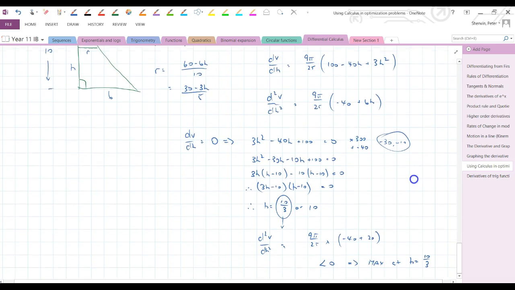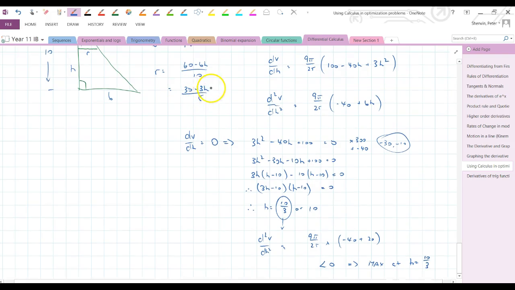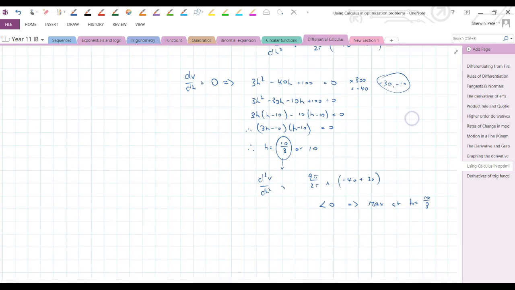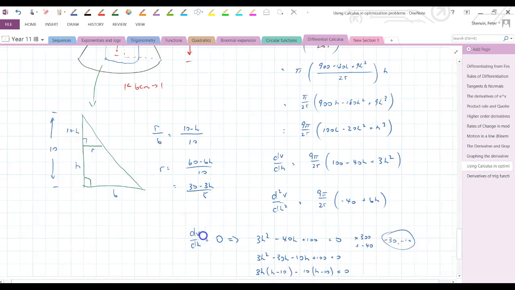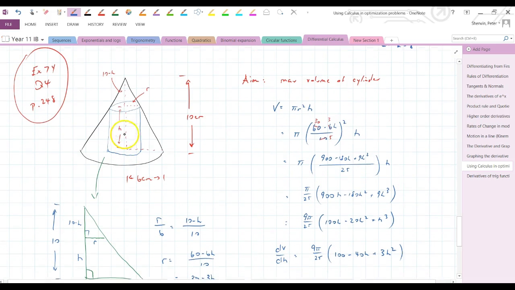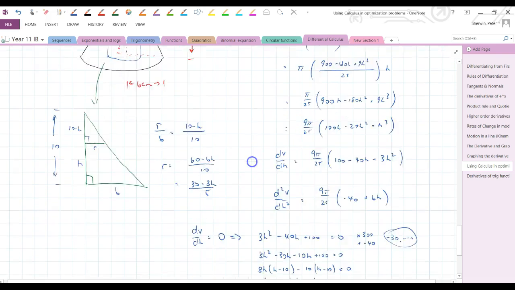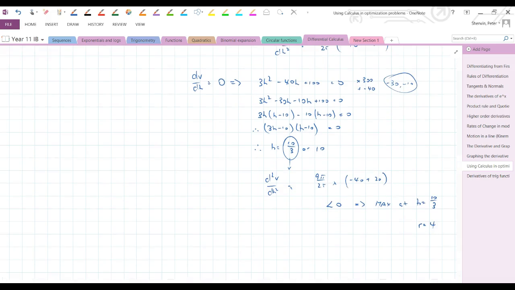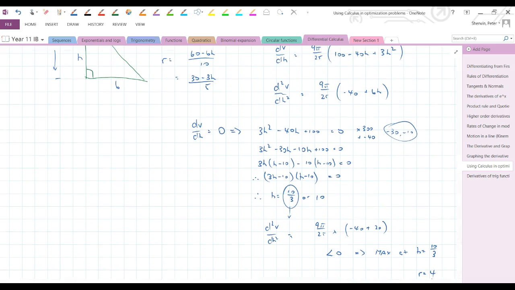And then when h equals 10 over 3, we put h equals 10 over 3 in here. We get 10 for that. 30 minus 10 is 20 over 5 is 4. r is equal to 4. So we get a max when h is 10 thirds, just 3 and 1/3, and when r is equal to 4. So we've solved the problem, and hopefully that's been of some use to you. Okay, cheers.